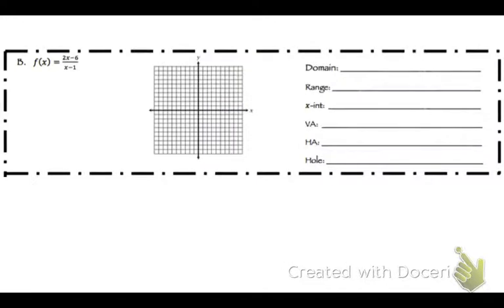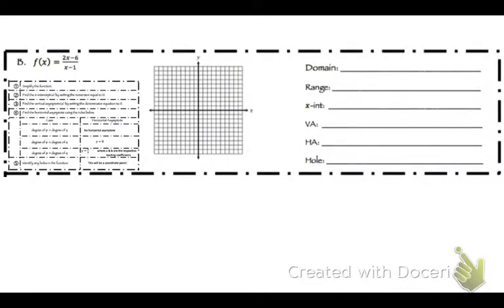So we have 2x minus 6 over x minus 1. First thing, we have to simplify the function. So I'm going to factor out that 2 on top. So you get 2 times x minus 3 over x minus 1. And that's simplified. Find the x-intercept, so I set the numerator equal to 0. So we have 2 times x minus 3 equals 0, which is x minus 3 equals 0. So x equals 3. And that x-intercept is 3, 0. Always write that as a coordinate pair.